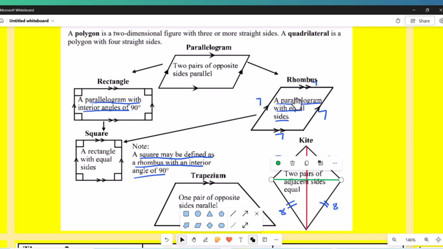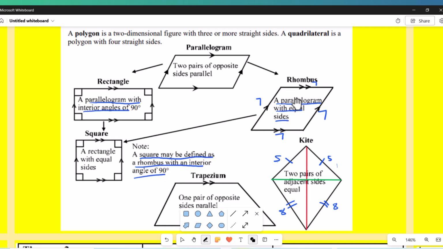Now tell me, guys, which of the two diagonals is longer? Is it the one in red or the one in green? You see my kite here? We have one diagonal in red, another one in green. Which one is shorter? Which one is longer? Who can tell me? The red one is longer.